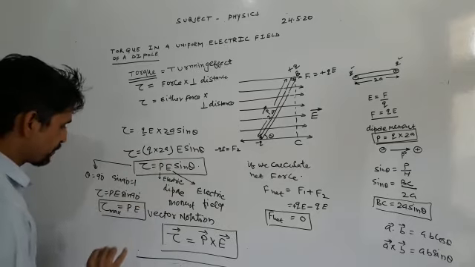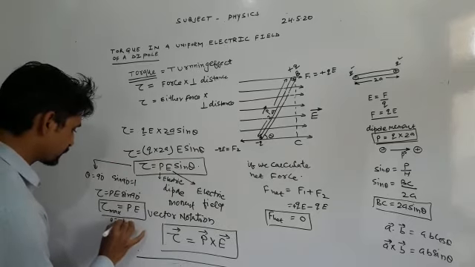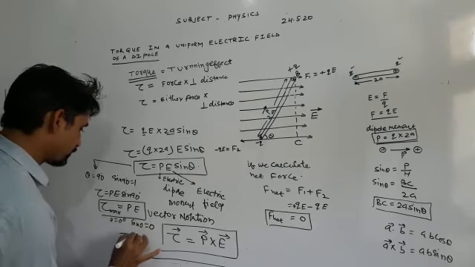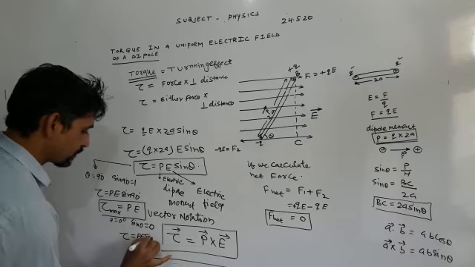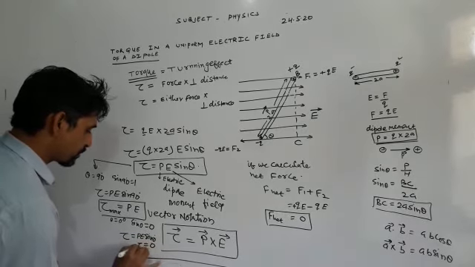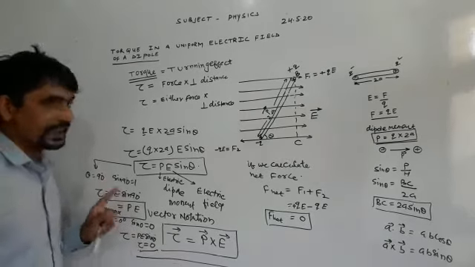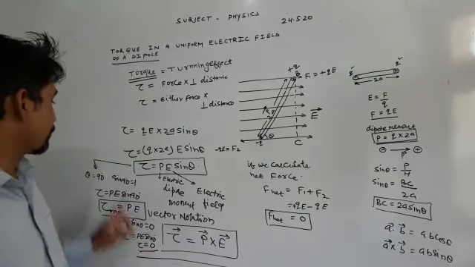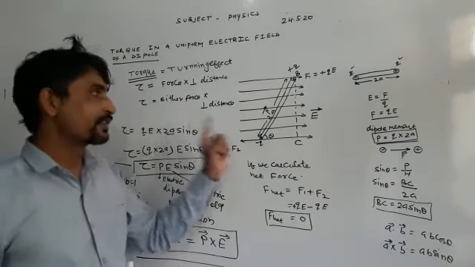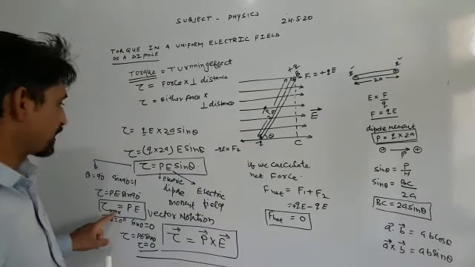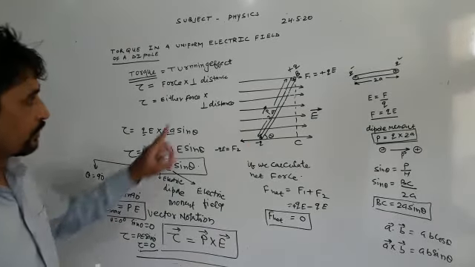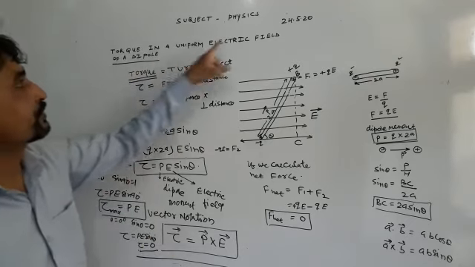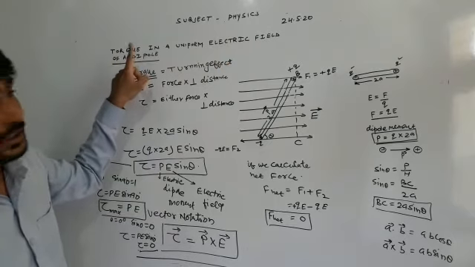And when theta is 0, then sin 0 is 0, or tau equals PE sin 0 equals 0, it means torque becomes 0. So when P and E are parallel to each other, then torque becomes 0. But when P and E are perpendicular to each other, then torque becomes maximum. So this is our required result or formula: torque in a uniform electric field of a dipole.